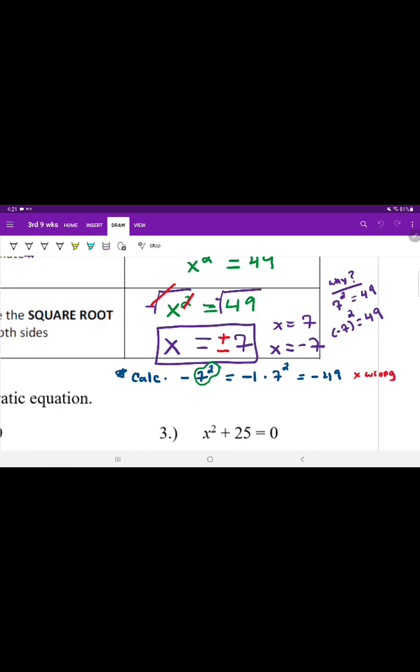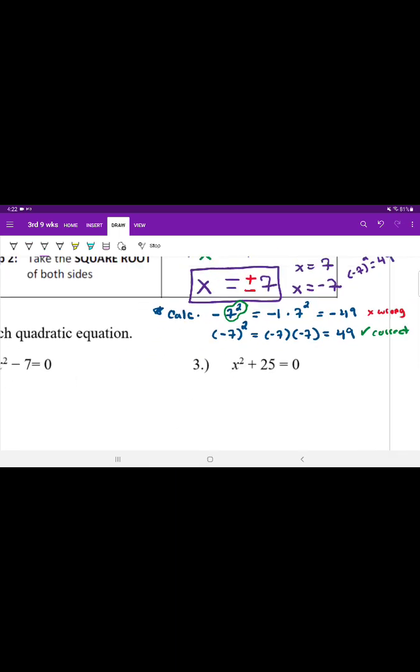Be careful when you want to square a negative number in your calculator, you must write it with parentheses. That way, your calculator sees a negative 7 times another negative 7, which then becomes a positive 49. And in that case, that is correct right there. So be very careful when you're trying to square a negative number. Put it in parentheses. So on to some examples.